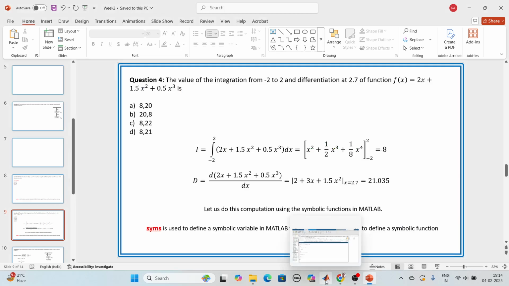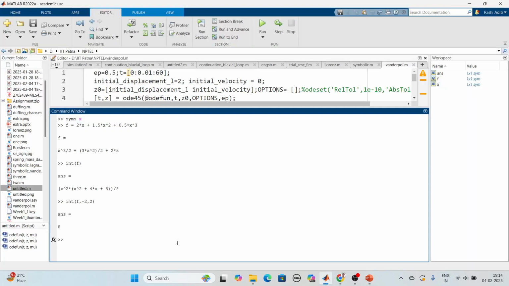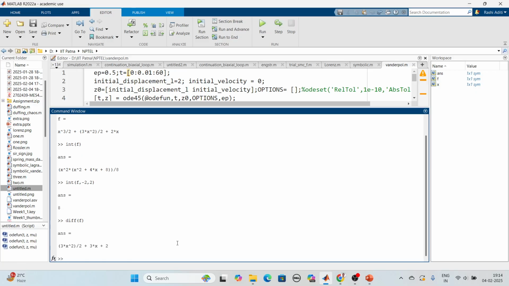Now I have to find the differentiation at 2.7. So for finding the differentiation, what do I use? I use the command diff, and inside the bracket I'm going to give f, which is my symbolic function. Enter. See, I got the differentiation.